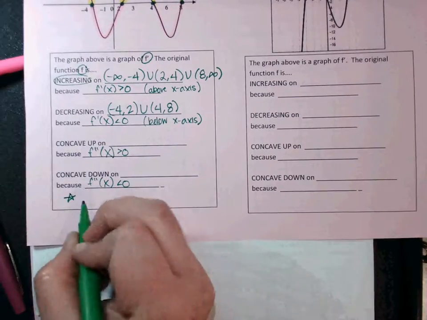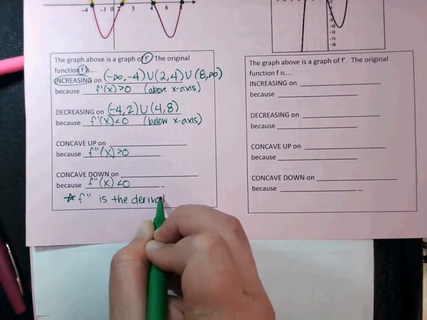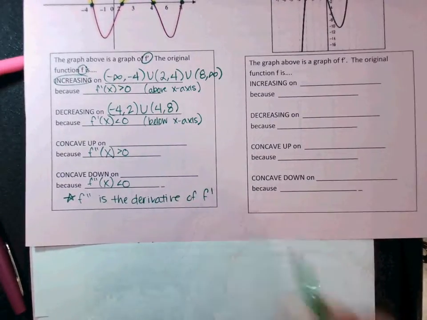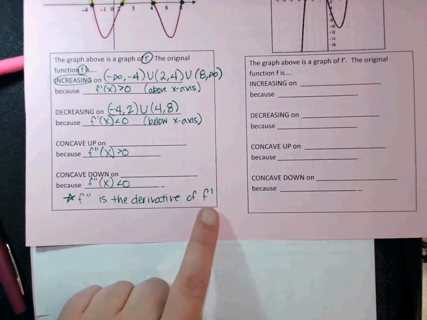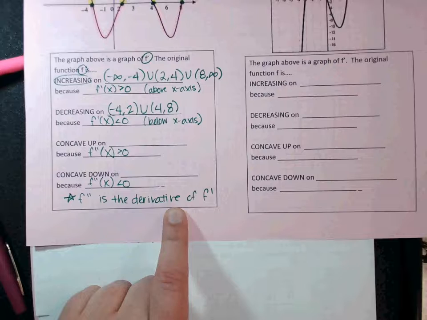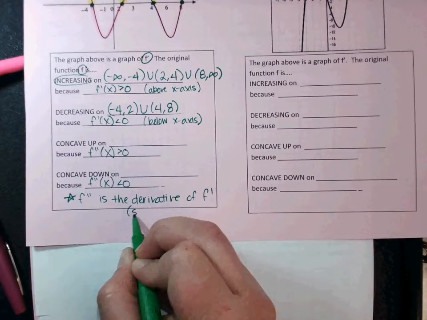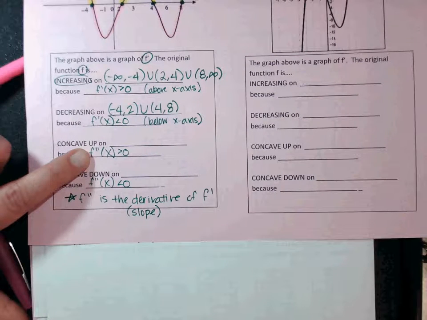f double prime is the derivative of f prime. Does everybody agree with that statement? Yes. If I'm looking at f prime, if this is my graph, what characteristic will the derivative be? The slope. Very good. So I'm going to put right here, then it's the slope of f prime, because remember, that's what a derivative is in a graph, the slope. So if I want to know where f double prime is positive, I really want the slope to be positive.